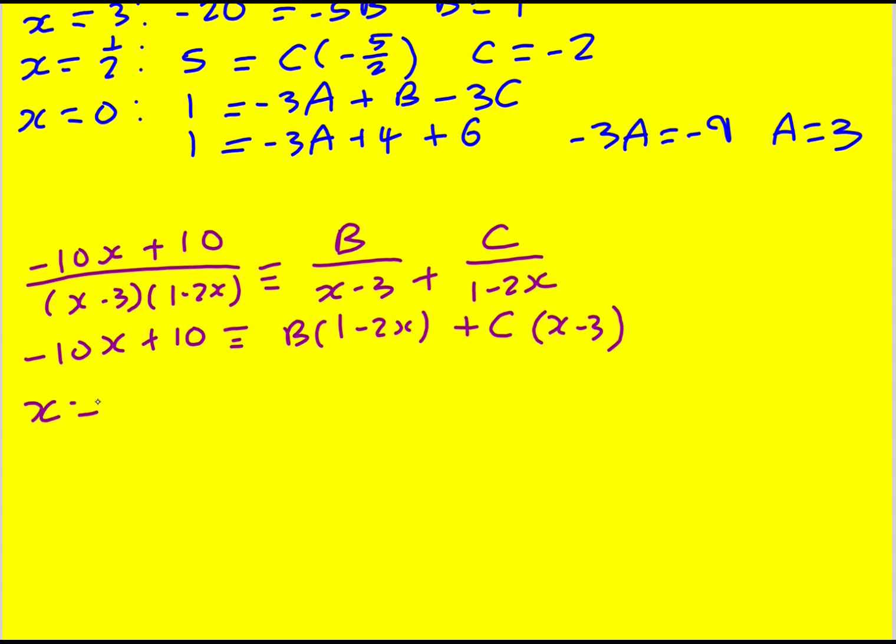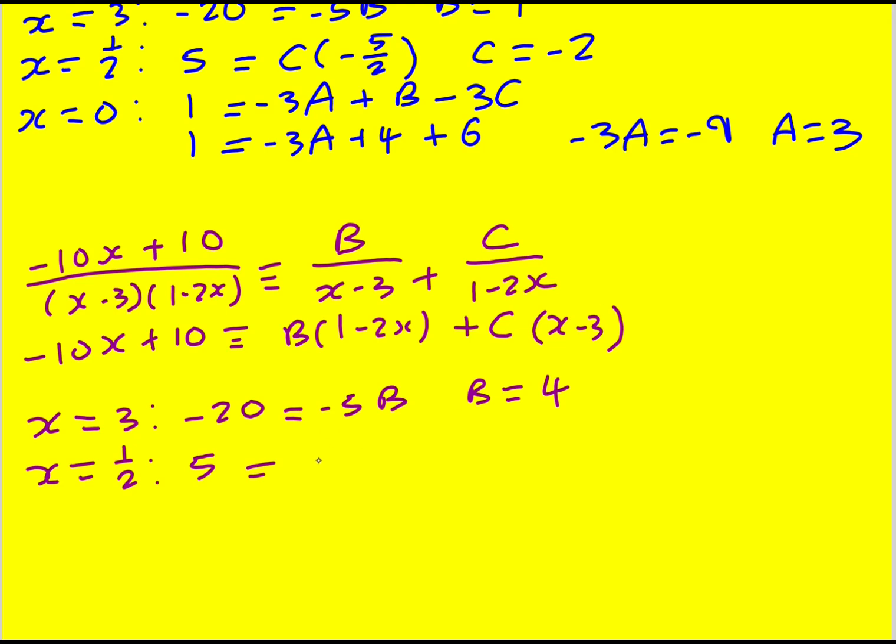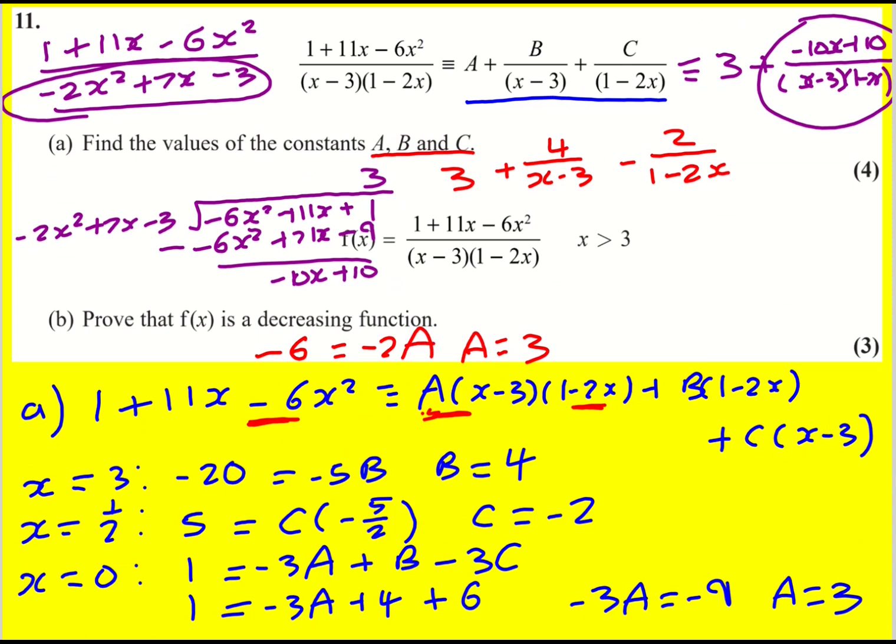So now just the same as before, x is equal to 3. It's going to give minus 30 plus 10, which will give minus 20, which is equal to minus 5b. And again, we get b is 4. x is a half, gives minus 5 plus 10, so 5 is equal to minus 5 over 2c, so c is again minus 2. We've got exactly the same answer. Of course, we have to, just with a slightly different method.